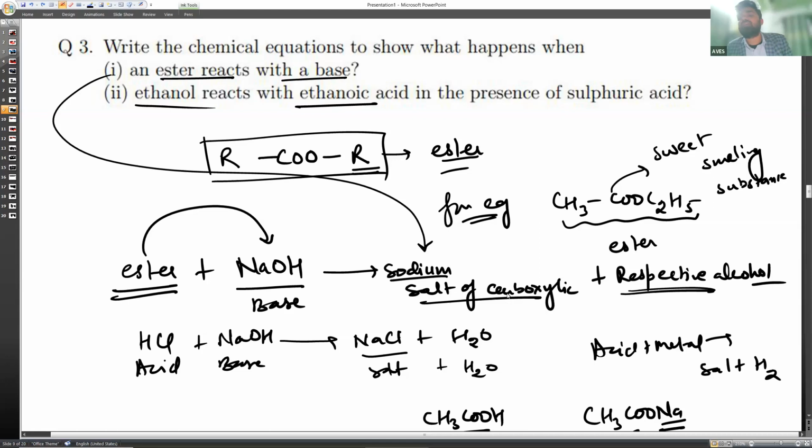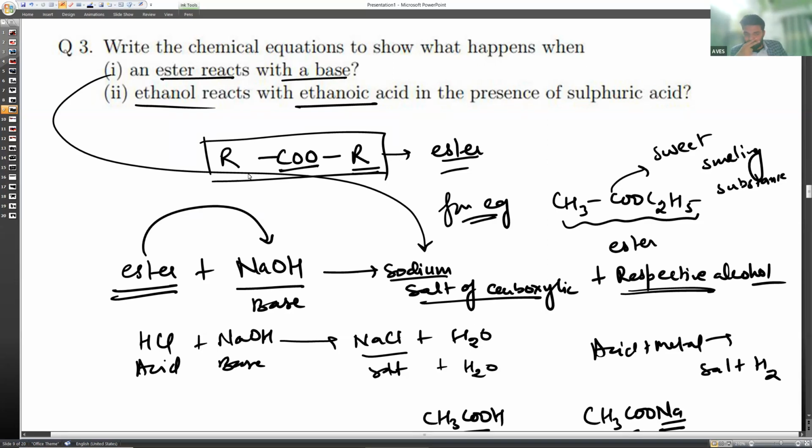Salt of carboxylic acid and respective alcohol. What are esters? Esters are the functional group that has COO, with the functional group as CO and R as the minus group here. So both sides must have one carbon each. So at least for forming the esters, how much carbon do we need? 3 carbons should be there.